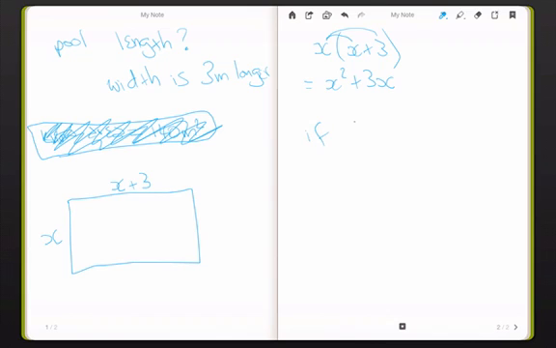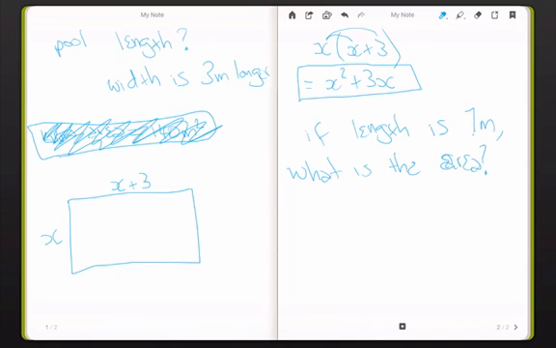Okay, if the length is 7 meters, what is the area? Okay, so now what we do is we use the formula we've already come up with, and we know that x is 7, don't we? Because that is the length of our pool. So instead of x squared plus 3x, we're going to have 7 squared plus 3 times 7. So we've got 49 plus 3 times 7 is 21.